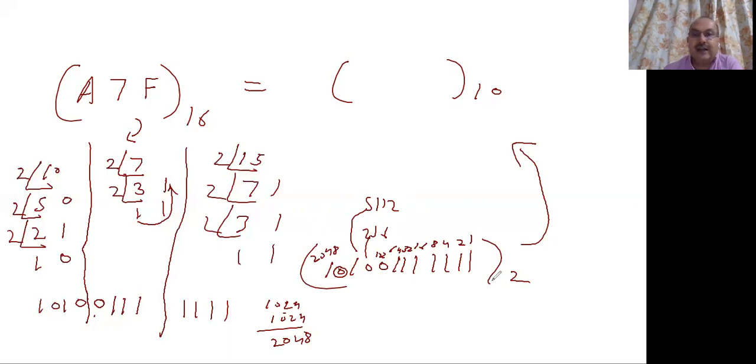2048. So what we have to add here is 2048, 512. This is 512. Is that clear? Then this is 128. 128 is not added, sorry. This is 64. 64 is to be added. Then 32 is to be added. Then 16 is to be added. Then 8, 4, 12, 13, 14, 15. So we can add these all.